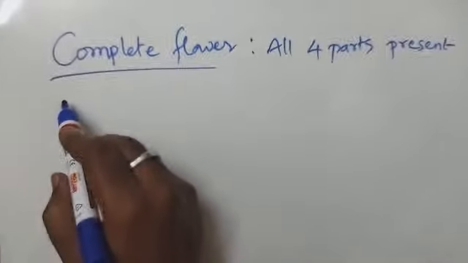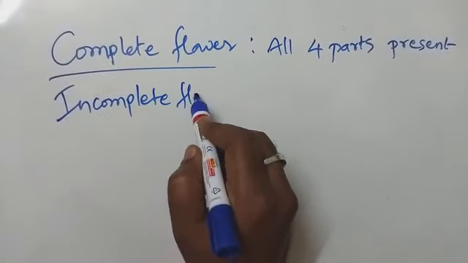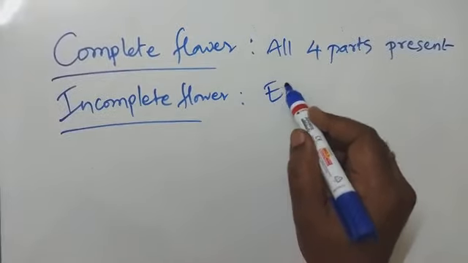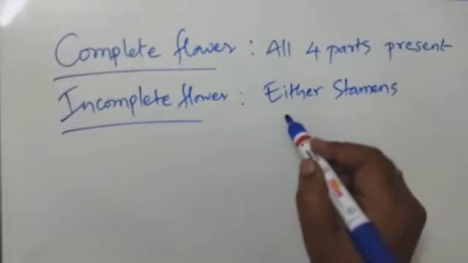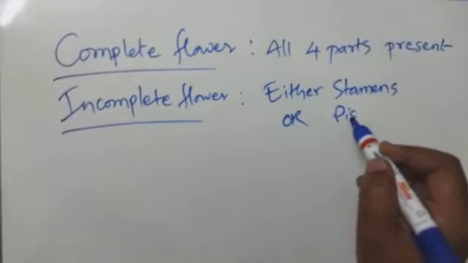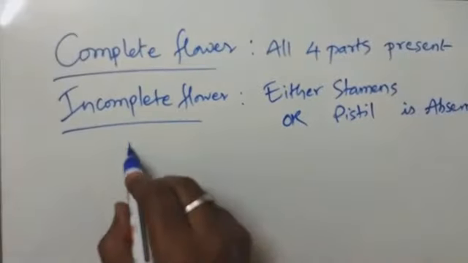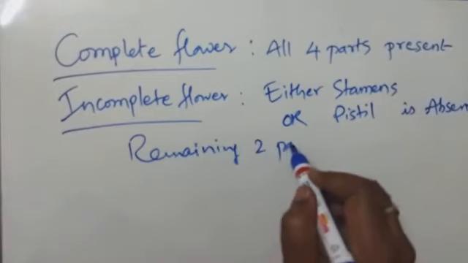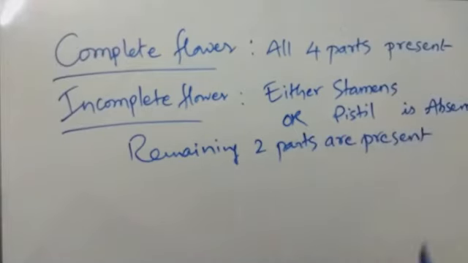In an incomplete flower, either stamens or pistil is absent. So any one part is absent. The remaining two parts are present. So totally three parts are present.